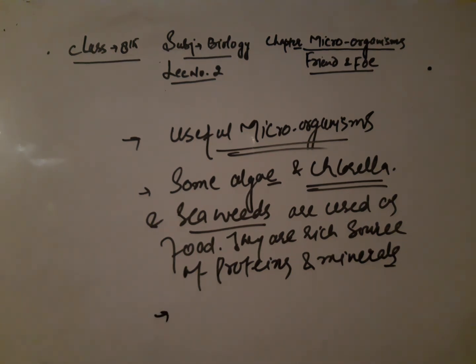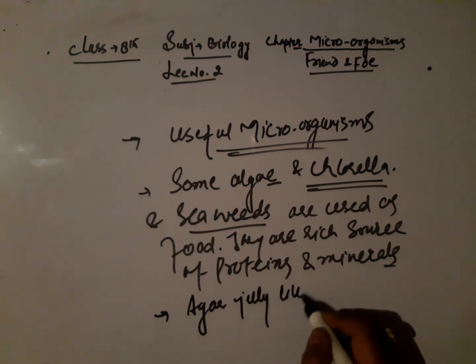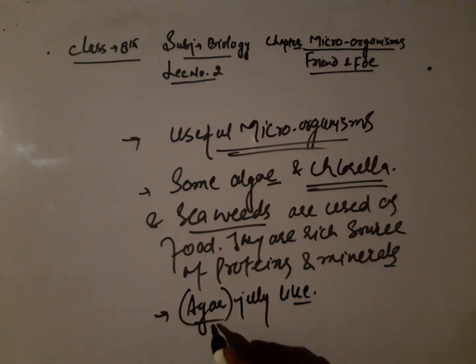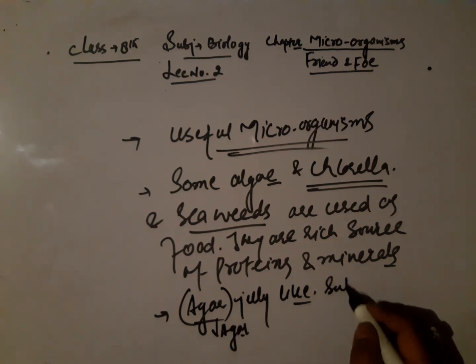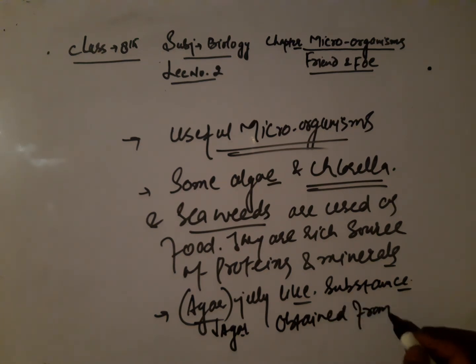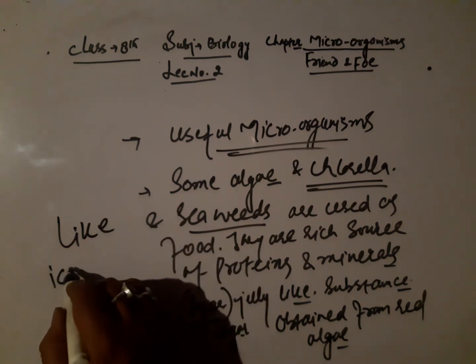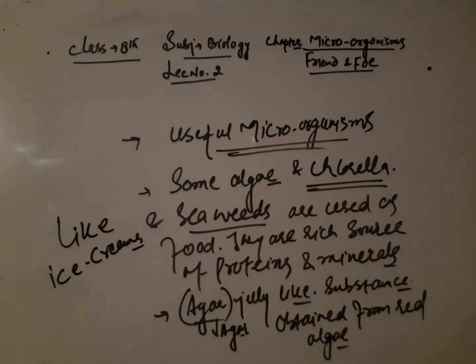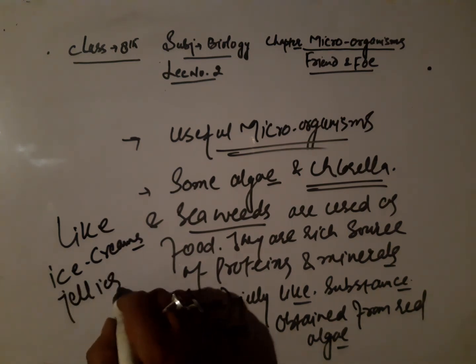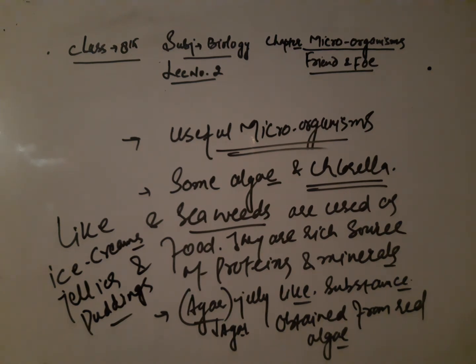Next is agar, a jelly-like substance. We call it agar. It's a jelly-like substance obtained from red algae. It is obtained from red algae and it is used for preparation of various food items like ice creams, jellies and puddings, because it helps in the solidification process.